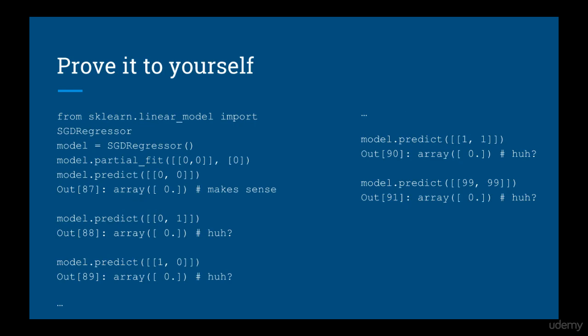Here's some code to try if you want to prove this to yourself. Feel free to pause the video so you can try it out. The first step is we import SGDRegressor and initialize an instance of it. Then we fit an input vector 0, 0 to the target 0. Next we do a prediction on 0, 0. We get 0 as one might expect. Then we can try some other predictions. You'll see that no matter what input we try, 0, 1, 1, 0, 1, 1, or even 99, 99, it still predicts 0. This clearly wouldn't be the case if we had a static vector of size 2.